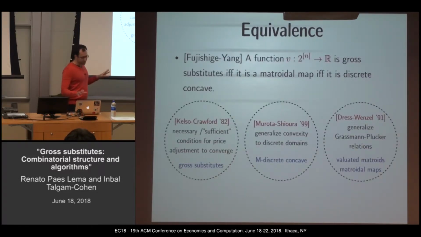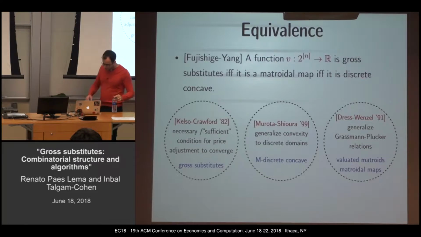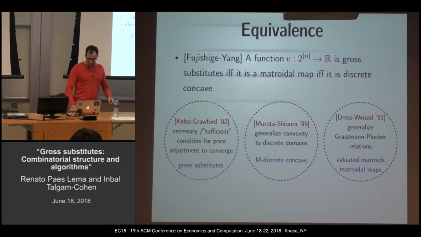All right, so it turns out that this is all equivalent. The functions that are necessary and sufficient conditions for markets to converge, the gross substitutes functions, are exactly the M-discrete functions, and they are exactly the class of matroidal maps. It's really nice because after many years, it turns out that all those areas people are studying are the same thing. And you get some nice consequences.